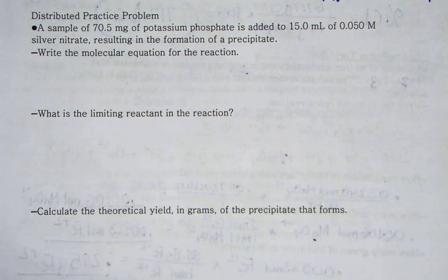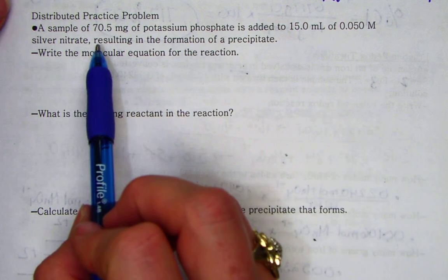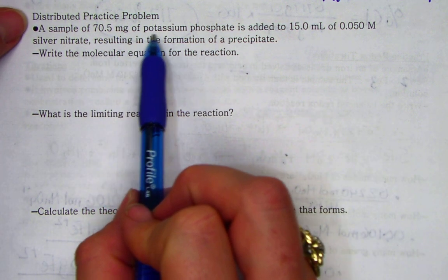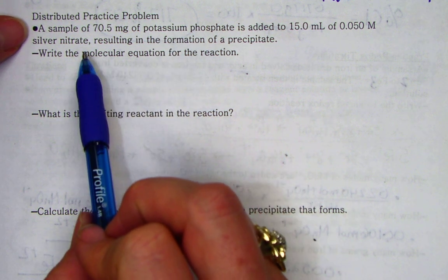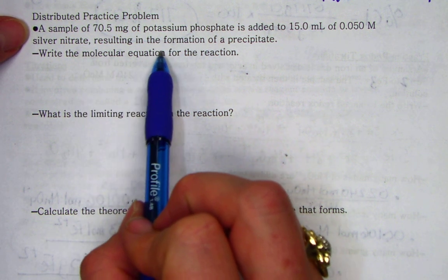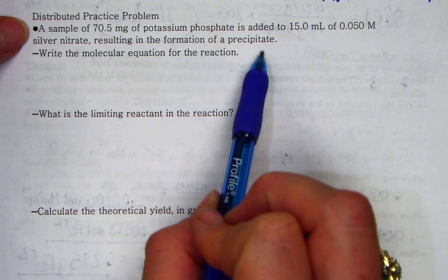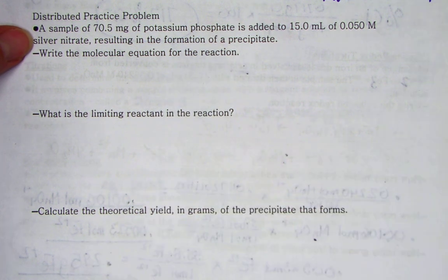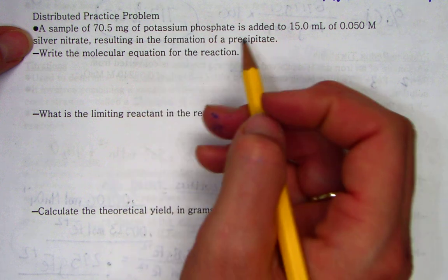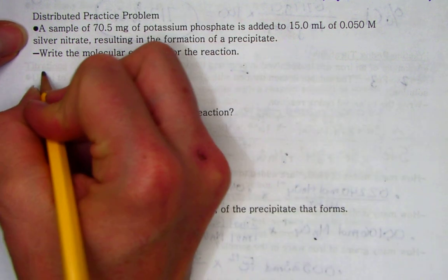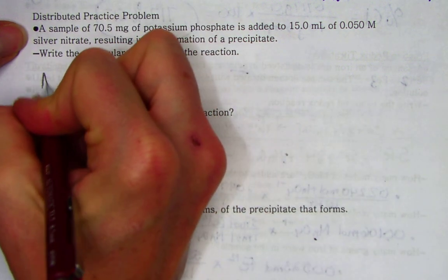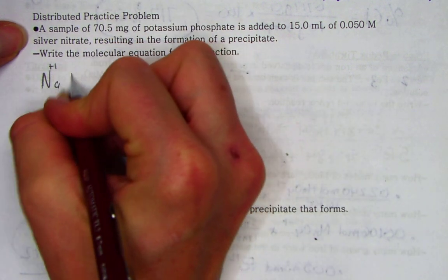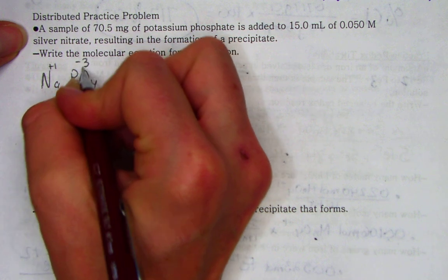Let's try a distributive practice problem. If 70.5 milligrams of potassium phosphate are added to 15 mL of a 0.5 molar silver nitrate, will it result in a precipitation? Let's find a molecular equation. Potassium phosphate. Sodium is a +1. Phosphate, our polyatomic ion, has a -3.